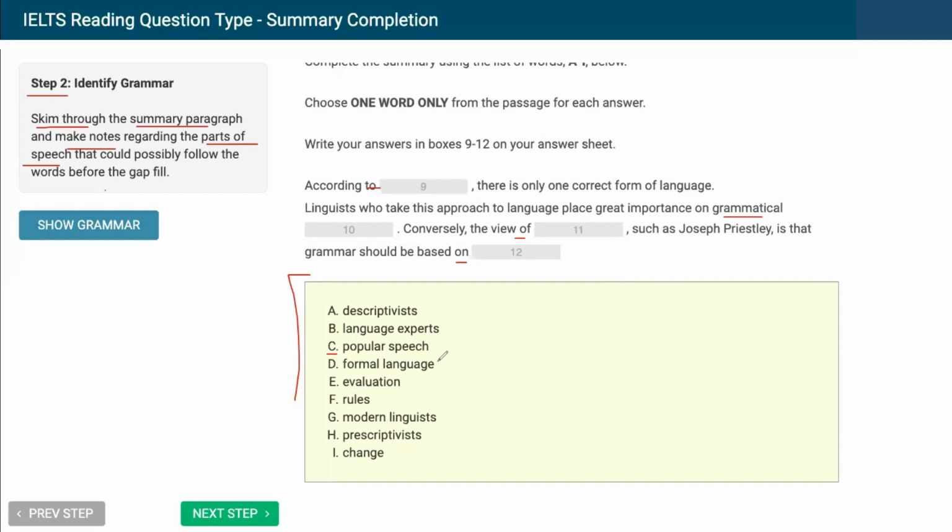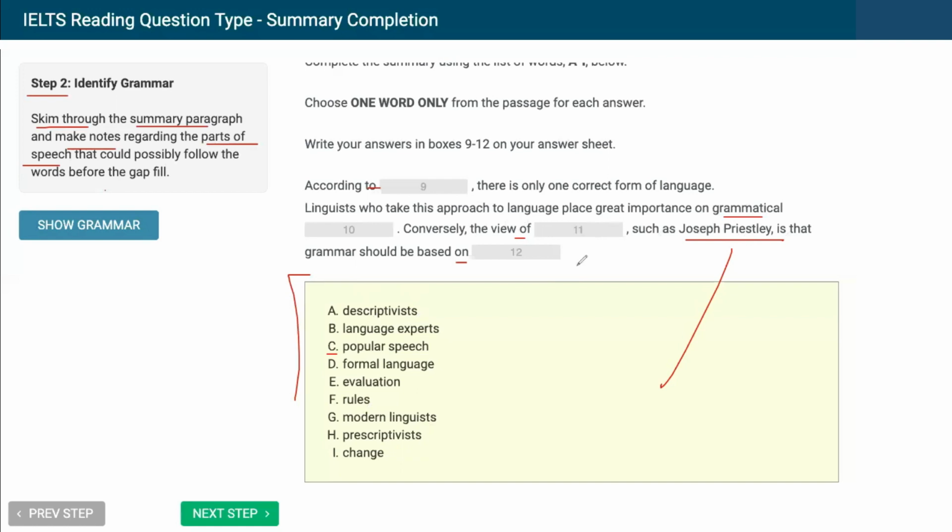All right, so number 11, now this could be a specific group of people because it is the view of perhaps descriptivists or experts or linguists. So this might be a group of people. A clue that this is a group of people is Joseph Priestley because he is a person. So such as this person, he might be part of some of these groups. So that's why number 11 is probably a group.